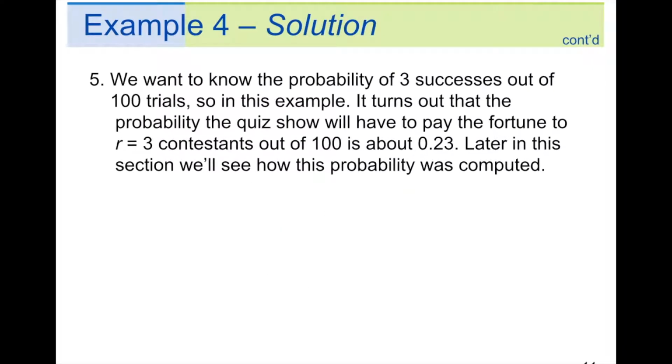We want to know the probability of 3 successes out of 100 trials. So in this example, it turns out that the probability the quiz show will have to pay the fortune to R equals 3 contestants out of 100 is about 0.23. Later in the section, we'll see how this probability was computed.